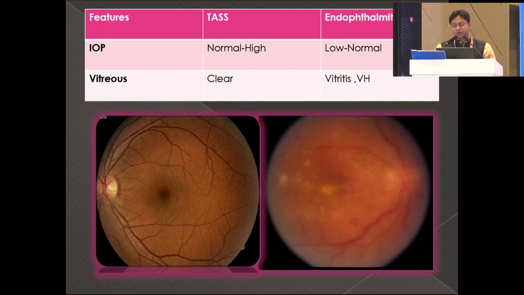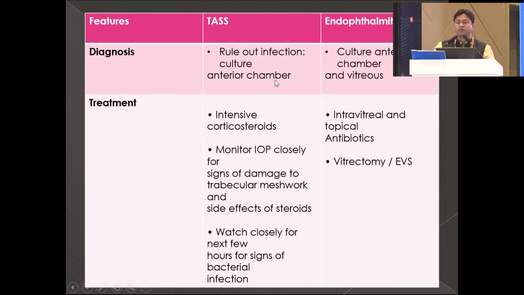Next is the diagnosis. Sometimes we advise that you treat all TASS as endophthalmitis until it is proved otherwise by culture and sensitivity. So culture and sensitivity is important in both. If not responding, these are the treatments. If anything is happening in TASS, then intensive steroid or different treatment. But in cases of endophthalmitis, my next speaker is going to deal with all these things, so I am skipping this slide.